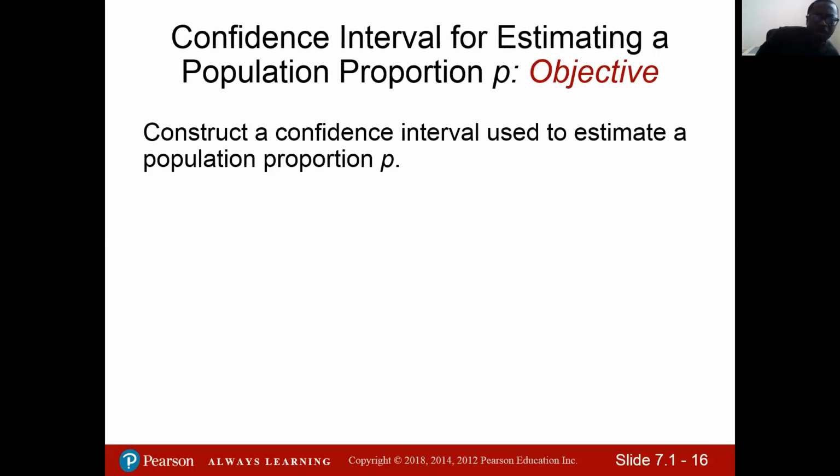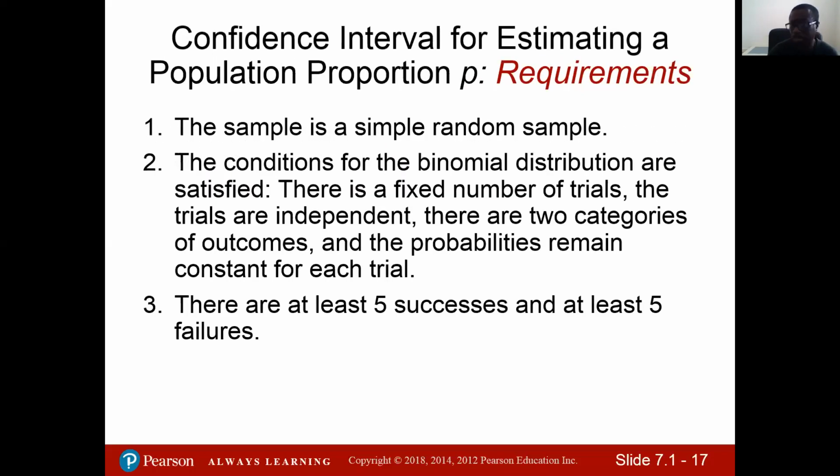Now, to calculate the confidence interval to estimate the population proportion, our objective is to find the interval that will contain the P. That's our objective. Now, our process has 3 requirements, which are very important. First, the sample is a simple random sample, meaning that every individual in the set has the same chance of being selected.